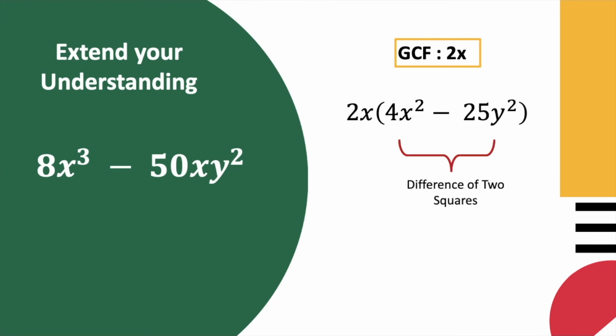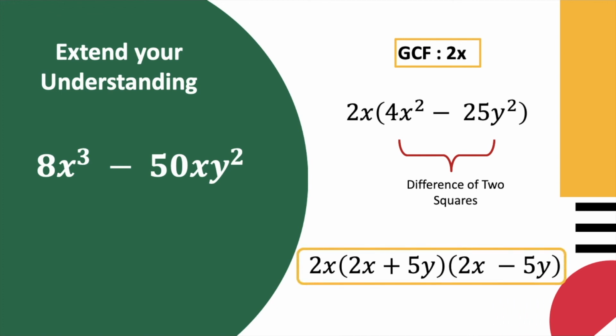Thus, taking the principal square roots of 4x squared and 25y squared and forming two factors, sum and difference, will give us 2x plus 5y and 2x minus 5y. Therefore, the complete factored form of 8x cubed minus 50xy squared is 2x times 2x plus 5y times 2x minus 5y.